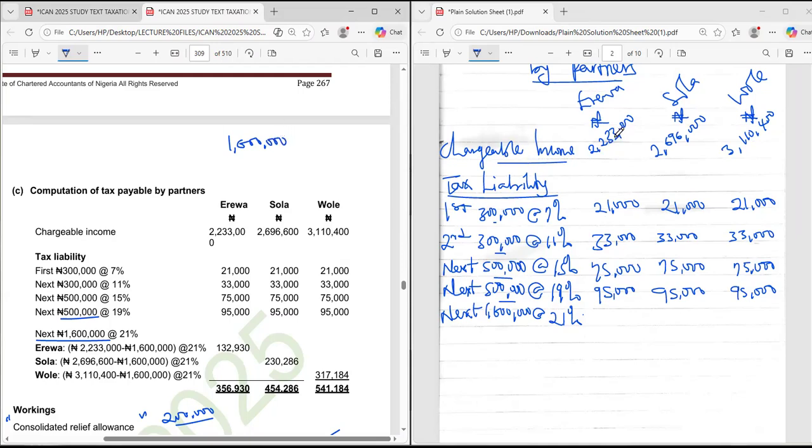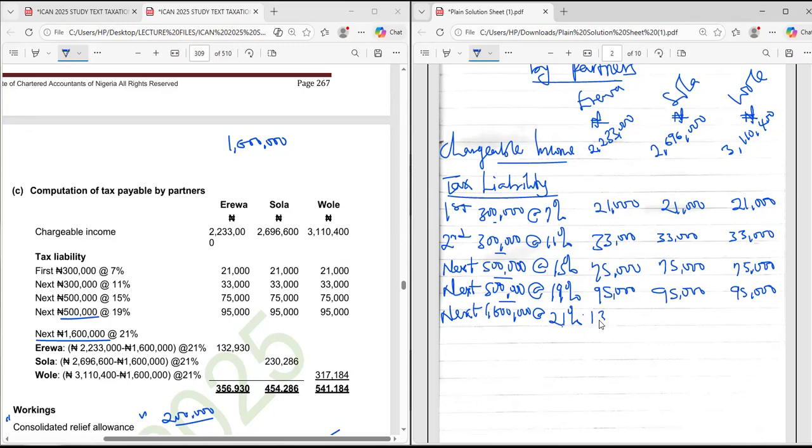Already taken out from 2.2. So take it out for me: 2,233,000 minus 1.6 million. Is that 633? You will now multiply by 21%. The next 1.6 does not mean that the figure must be up to 1.6. It means any excess, but the excess should be in the bracket of 1.6 million. If you put balance at 21%, you are still correct. 132,930.